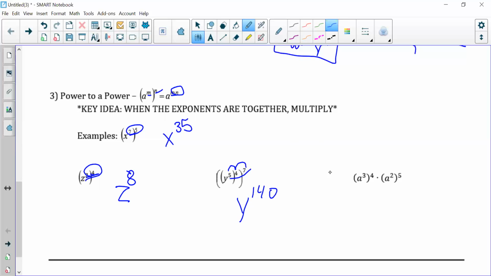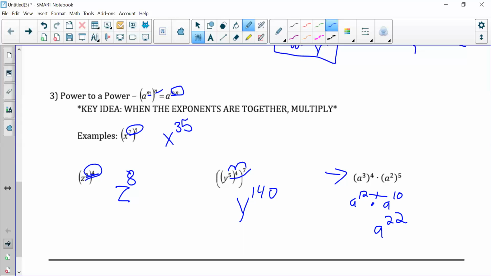Oh, and look here, our last one, we're going to have a problem within a problem. So first, let's do our multiplication. So a to the 3 times 4 power is a to the 12th, times a to the 2 times 5 power, which is a to the 10th. Now we're saying a to the 12th times a to the 10th. Remember when we're multiplying, we add our exponents. So a to the 12 plus 10 is a to the 22nd power.